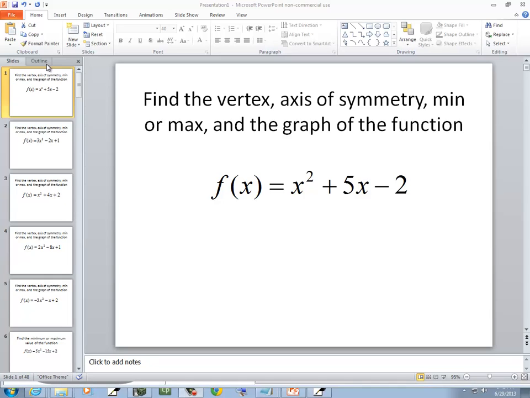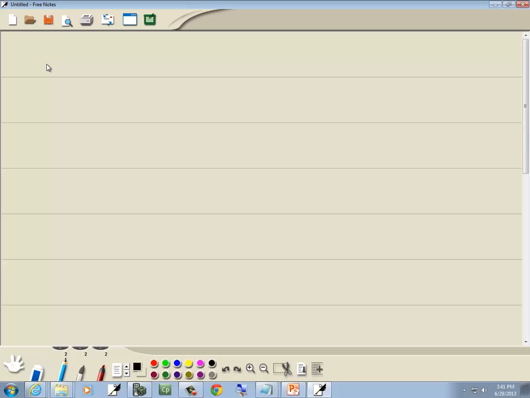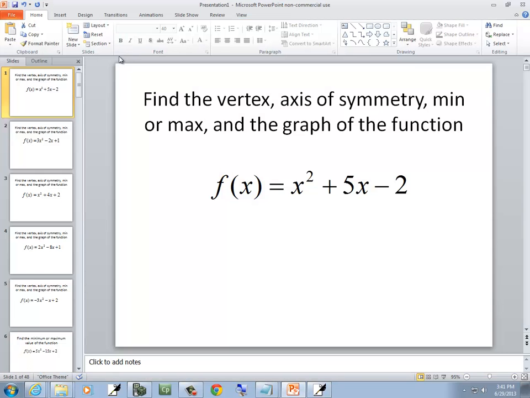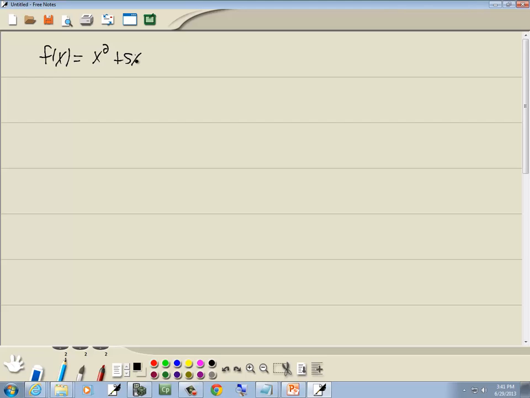In this problem we want to find the vertex, axis of symmetry, min or max, and the graph of the function. We've got f of x equal to x squared plus 5x minus 2. Well, this isn't in standard form, so we're going to need to use our vertex formula to get us started.